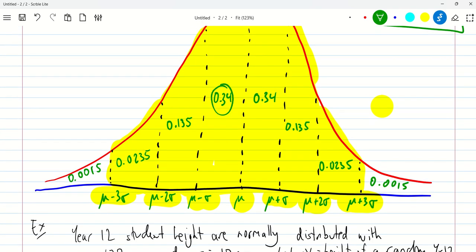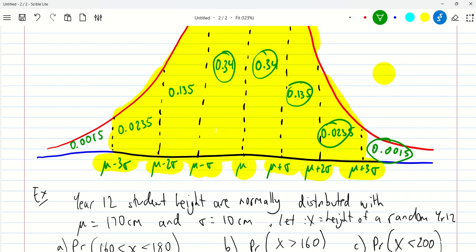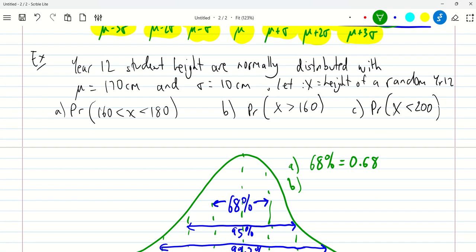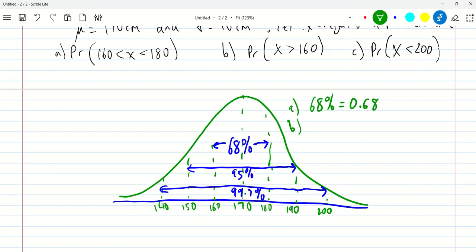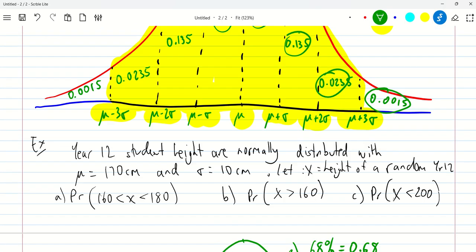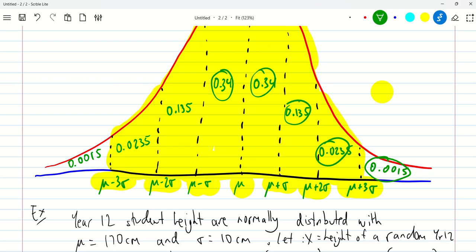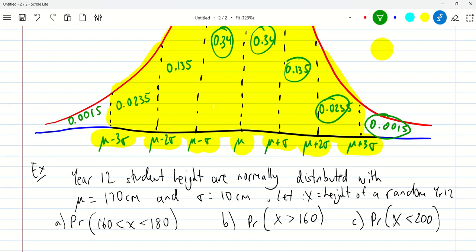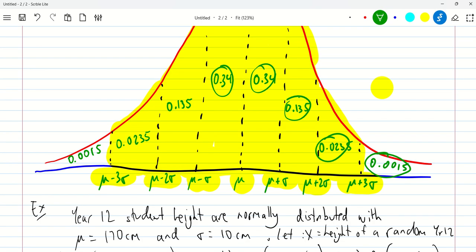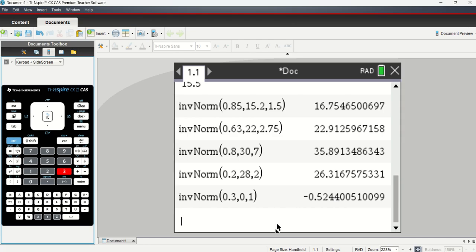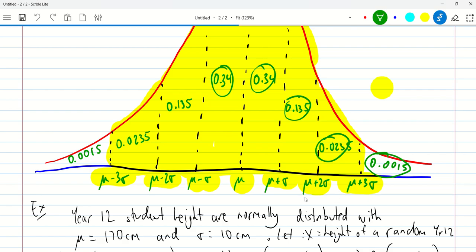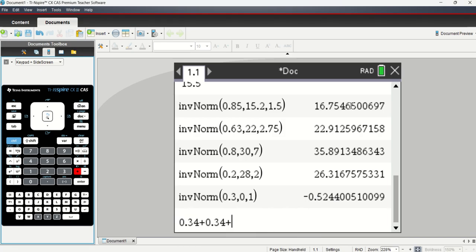Above 160, it's going to be this one, plus this one, plus this one, plus this one, plus that one there. So we're adding up all of those areas because it's minus 1 standard deviation, starting at 160, because that's 1 standard deviation under the mean. So I've just got to add up all of those values. I've got to do it with my calculator. So 0.34 plus 0.34 plus 0.135, 0.135.